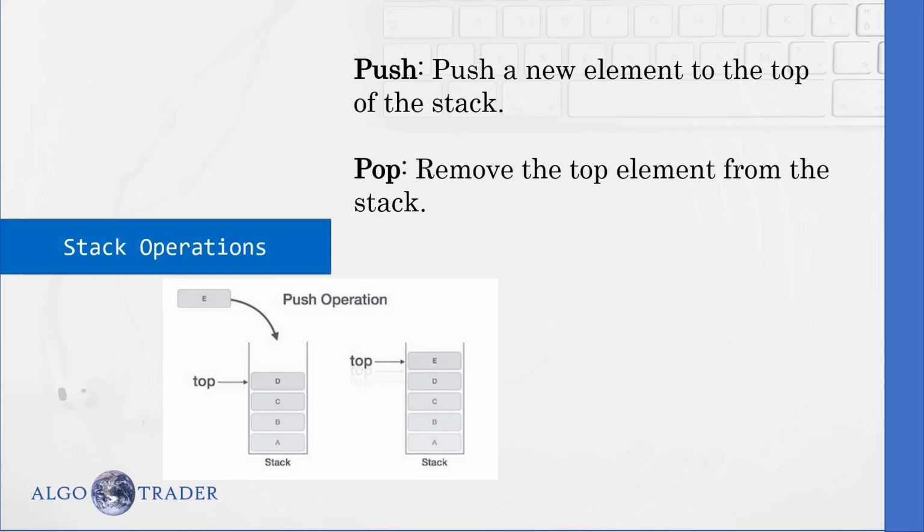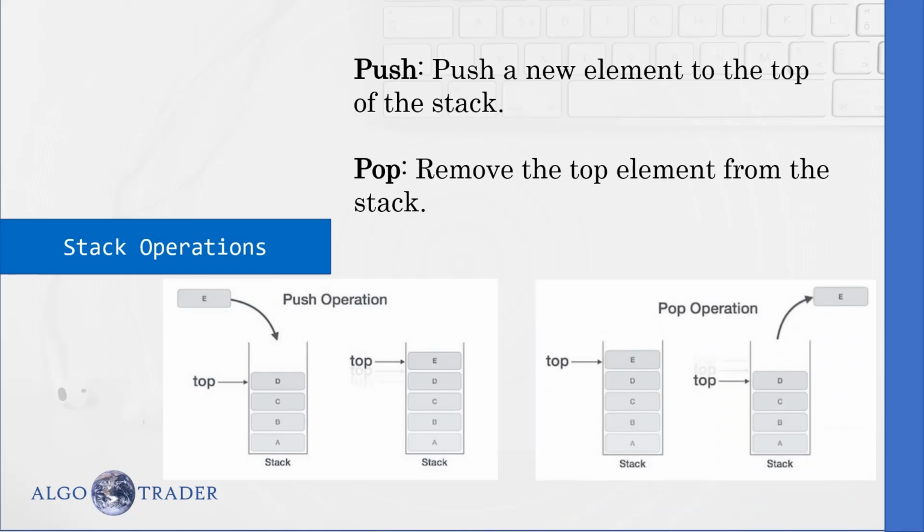And how do we go with the pop operation? That means removing the top element from the stack. If you see the diagram on the right hand side, initially we have 5 elements in the stack: A, B, C, D, E, and the top is pointing to E. How do we pop an element from the stack? We have to remove the top element from the stack, that is E. After removing the top element, you have to move the pointer top one level below, which is now pointing at D. This is how push and pop operations are to be performed on a stack.